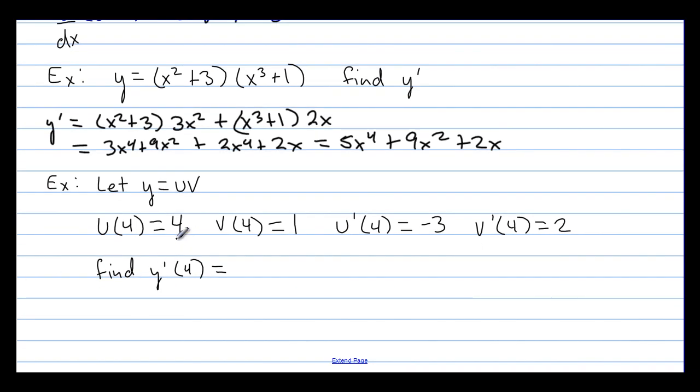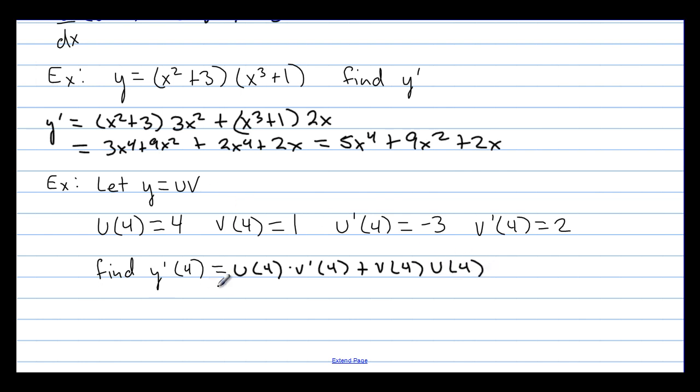Now if we're just given values, the function u at 4 is equal to 4, v of 4 is 1, and so on. U prime of 4 is negative 3, and v prime of 4 is 2. We're going to let y equal u times v, the two functions multiplied. So the derivative is the first, which is u of 4, times the derivative of the second, v prime of 4, plus the second, v of 4, times the derivative of the first, which is u prime of 4.